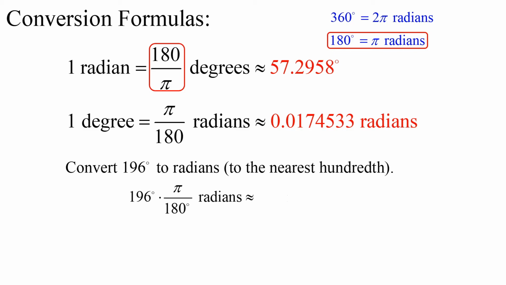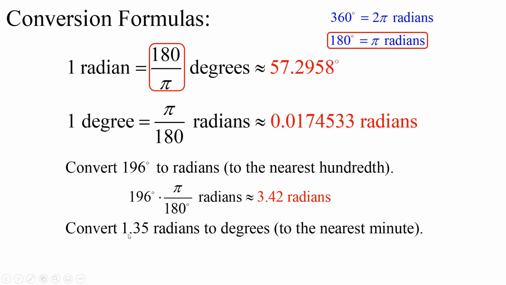196 times pi divided by 180. And I'm getting, and what do they want to round to? The nearest hundredth. So I'm getting 3.42. And that's 3.42 what? We're going degrees to radians, so that's 3.42 radians right there. Beautiful. Now we can convert the other way too.